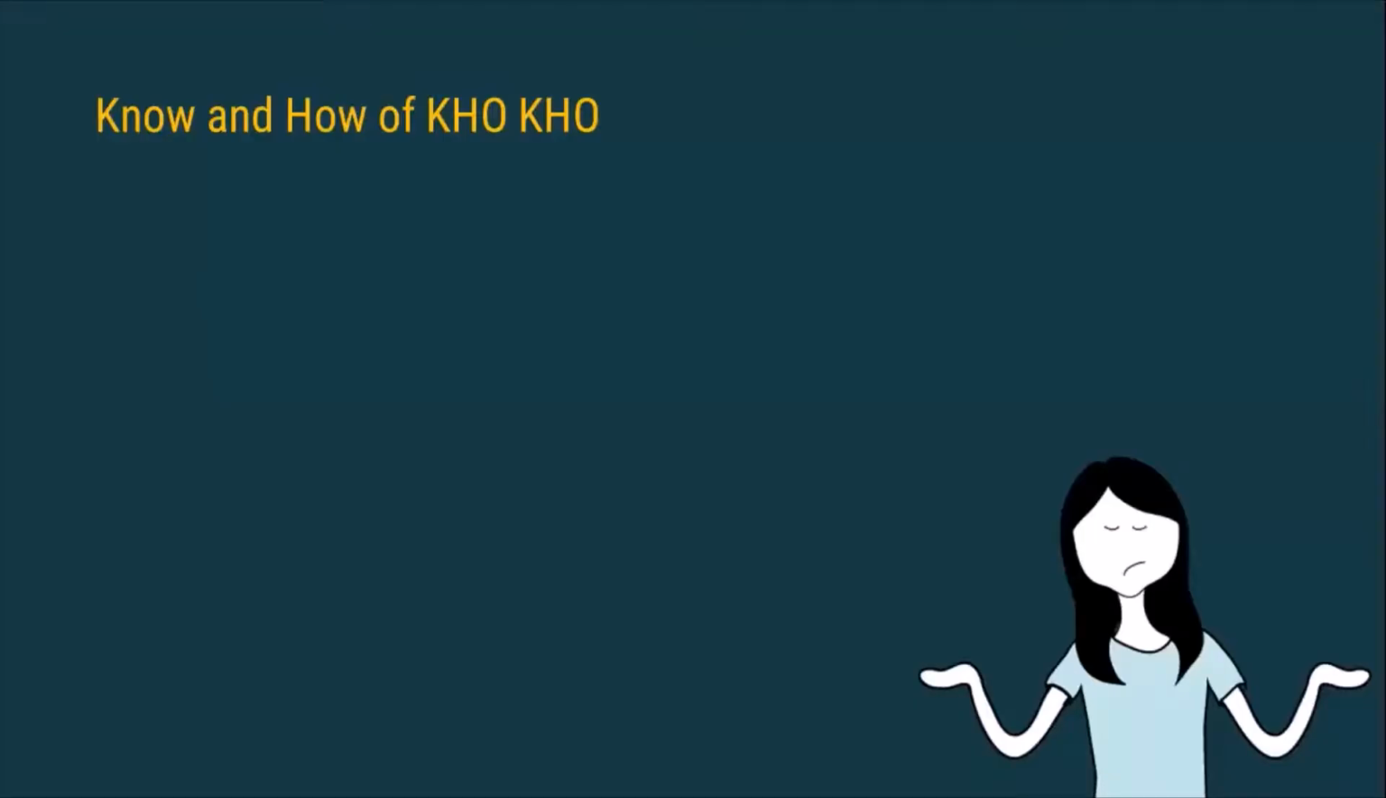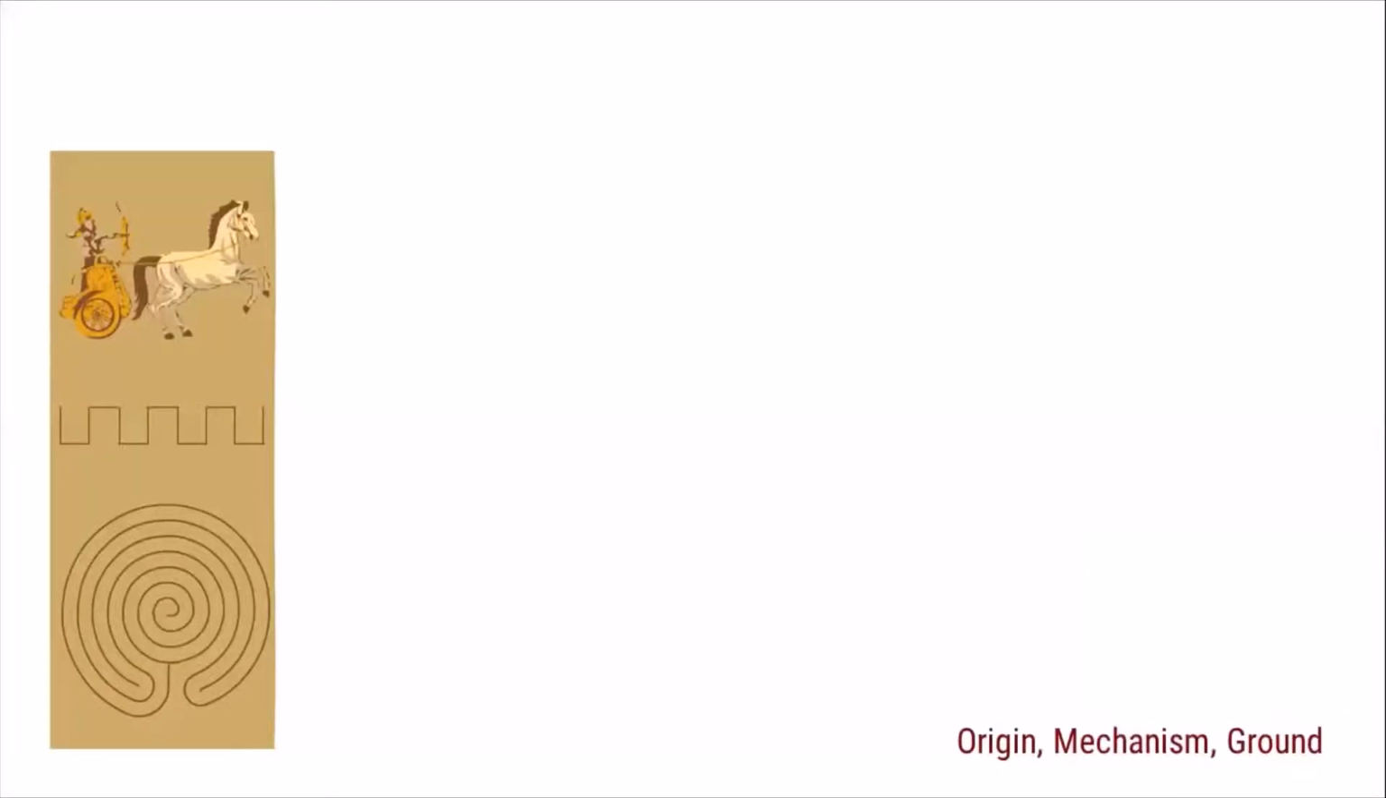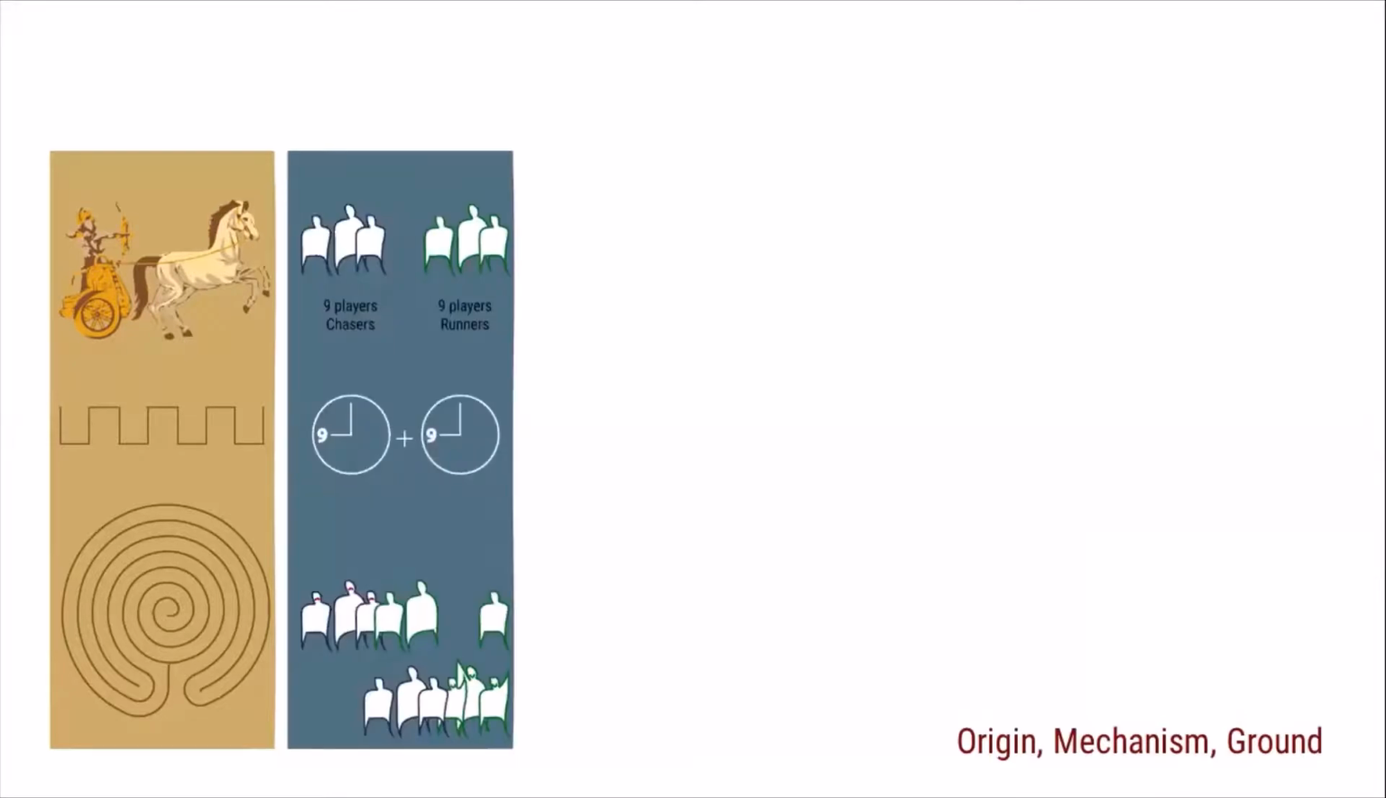So what is KHO and how is it played? The game is believed to have originated from the Kurukshetra war of Mahabharata, in which the soldiers used a zigzag pattern to defend, and the Chakravyuh showcasing ring play, which is a skill in KHO. The game involves two teams of 9 players each as chasers and runners, the winner being the team which catches the most number of runners.